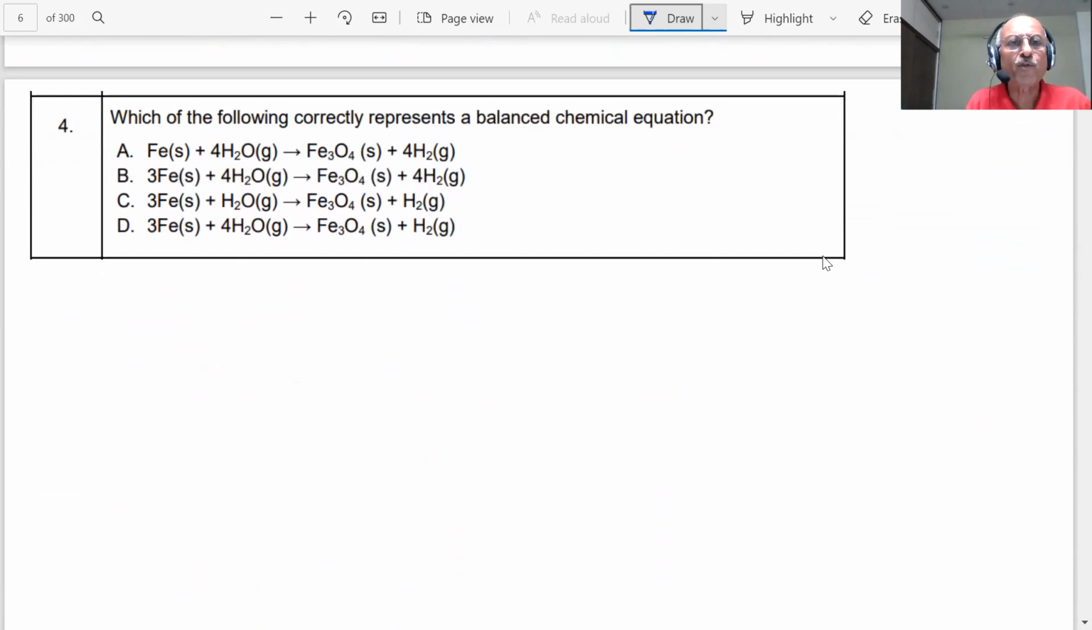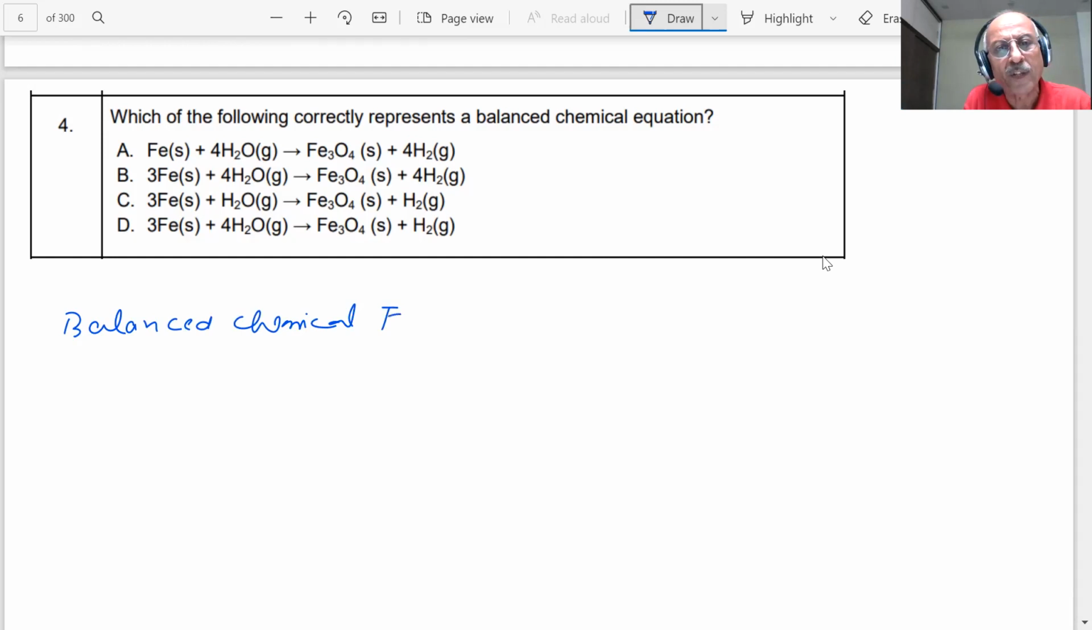Next question on the screen, students, from CBSE sample paper 2021 to 2022. Which of the following correctly represents the balanced chemical equation? Student, what is a balanced chemical equation? How do we know that?